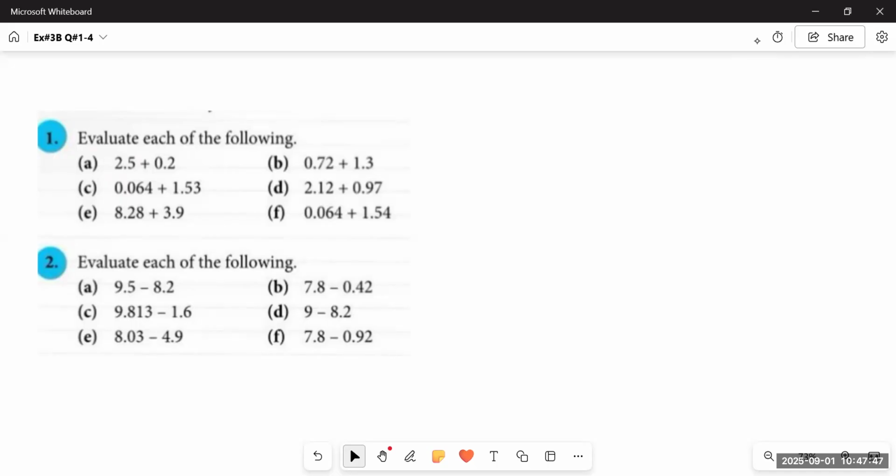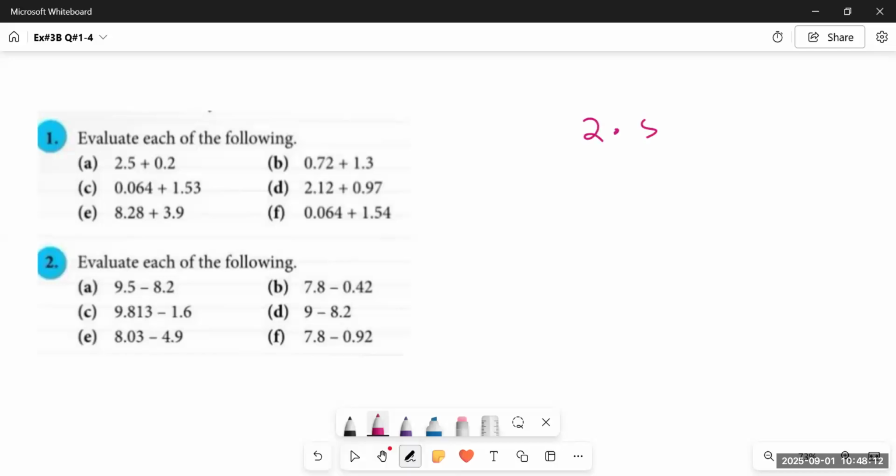This is exercise 3B of the Syllabus Mathematics Book 1. And today we are going to learn how to add or subtract or divide or multiply the different decimals. So to add or subtract the decimals, we just need to learn one thing, that is keeping the decimal below decimal.